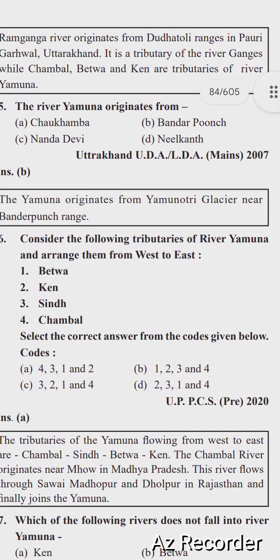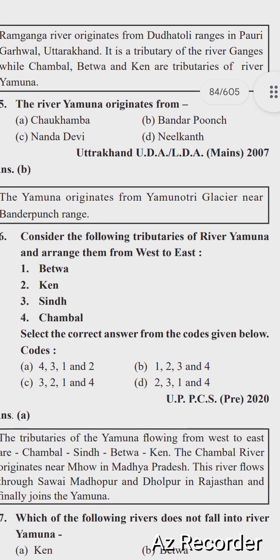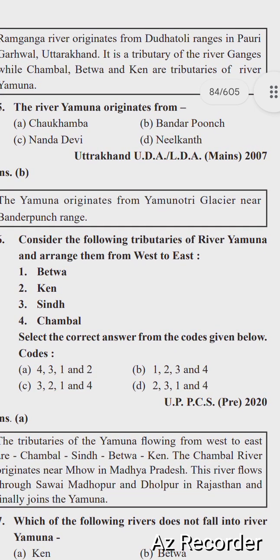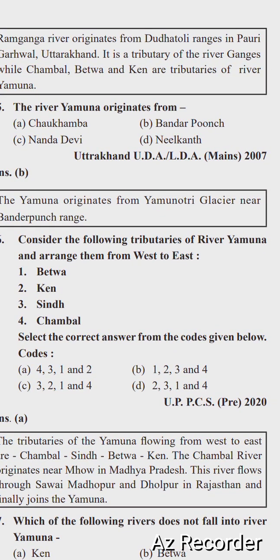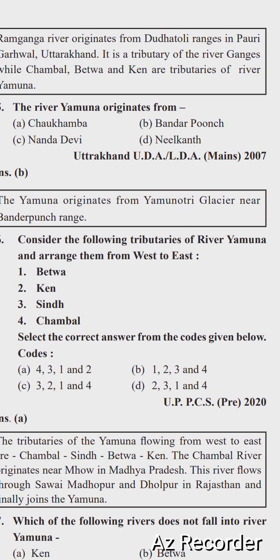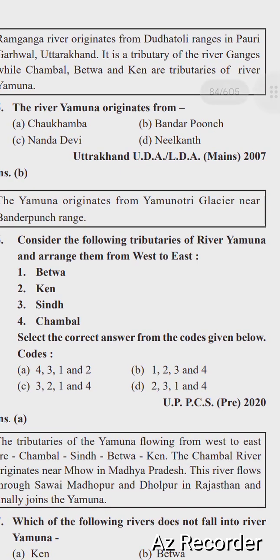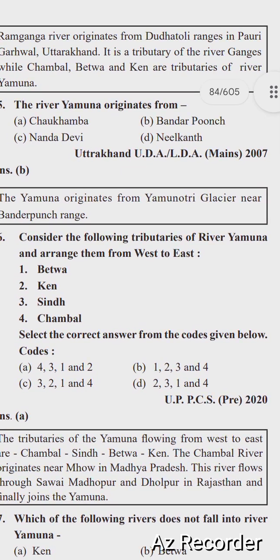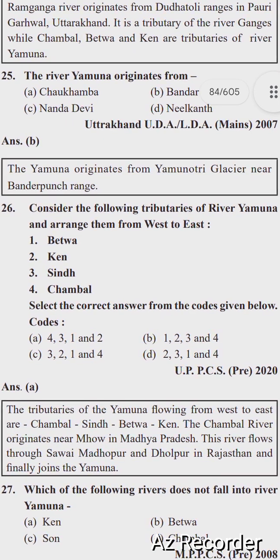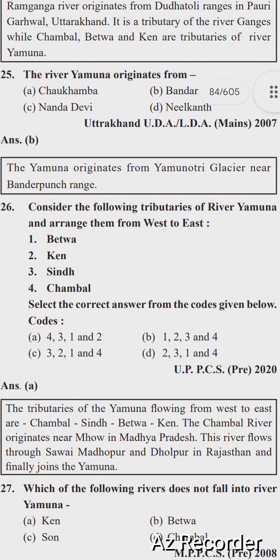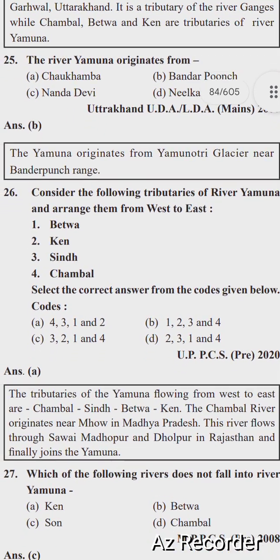Next, the river Yamuna originates from option A Sukhamba, option B Bandarpunch, option C Nandadevi, option D Nilkanth. The right option is B, Bandarpunch. The Yamuna river originates from the Yamunotri glacier near the Bandarpunch range.